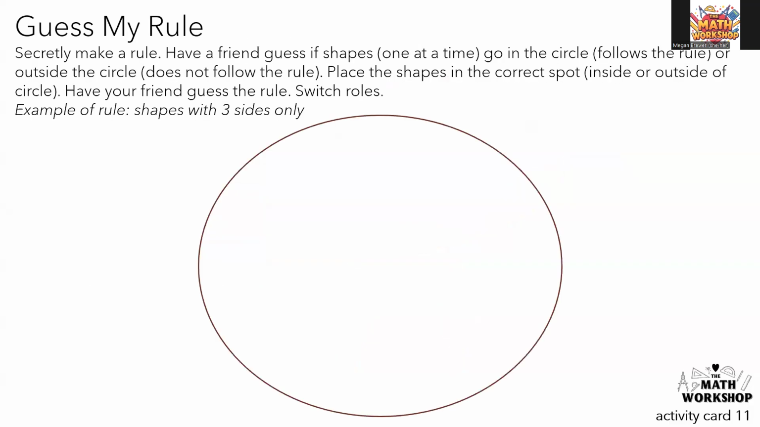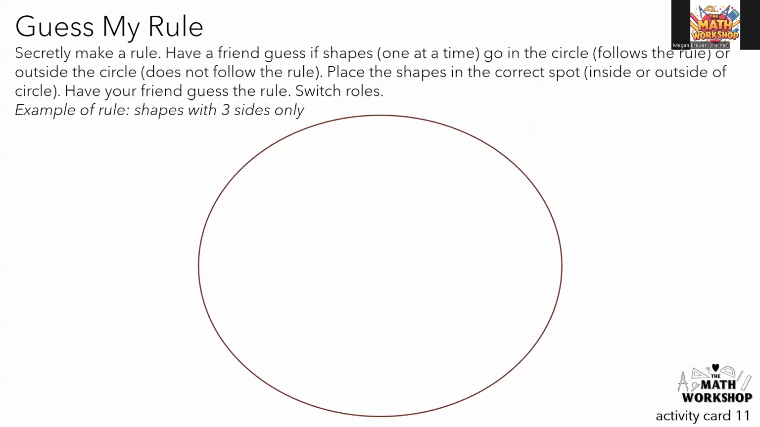Then we have guess my rule. Oh, we can do so much with guess my rule and pattern blocks. So secretly make a rule. I recommend students write it down somewhere because sometimes those little rascals change their rule and it messes up everything. And they have a partner say, well, does a circle fit the rule? And partner A then would say yes or no. If the shape fits the rule, it goes inside the circle. So it's a real good visual, place it in there.